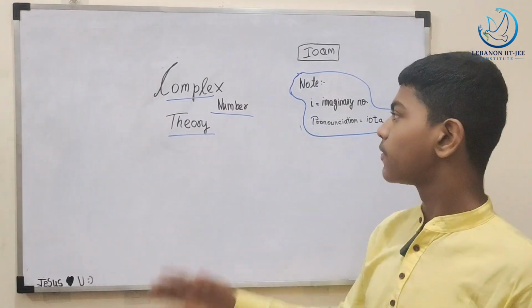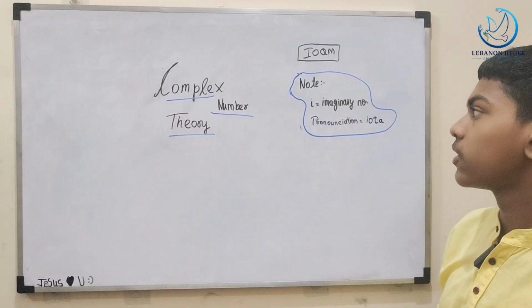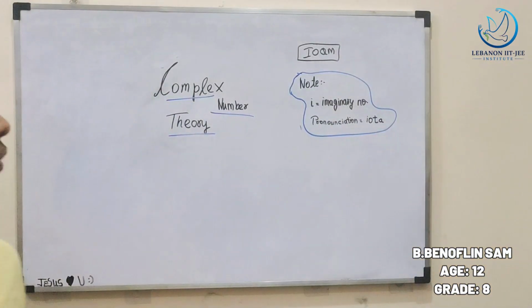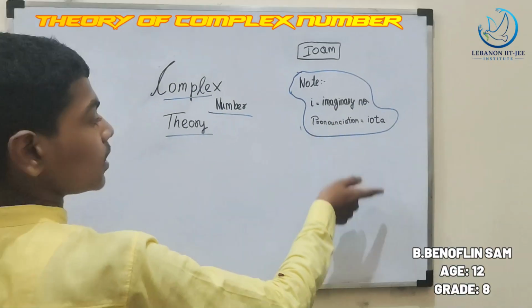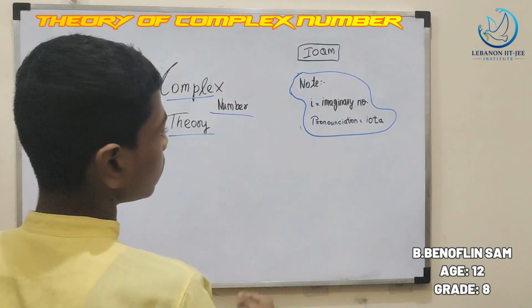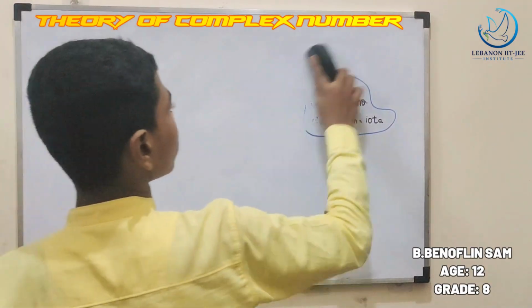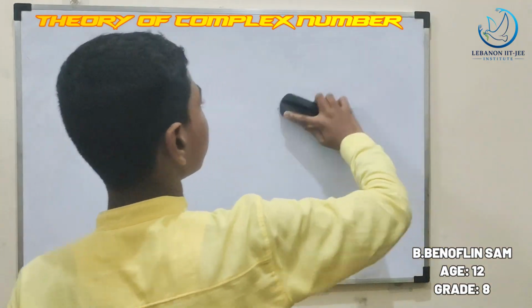We're going to learn complex numbers in theory. For this I will take a note. If you see i, you can take it as an imaginary number. The pronunciation is iota. This is from IOQM.